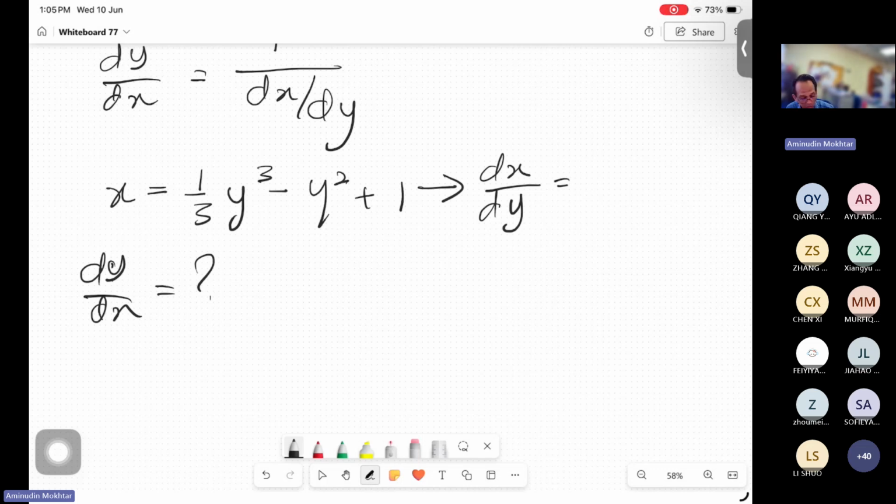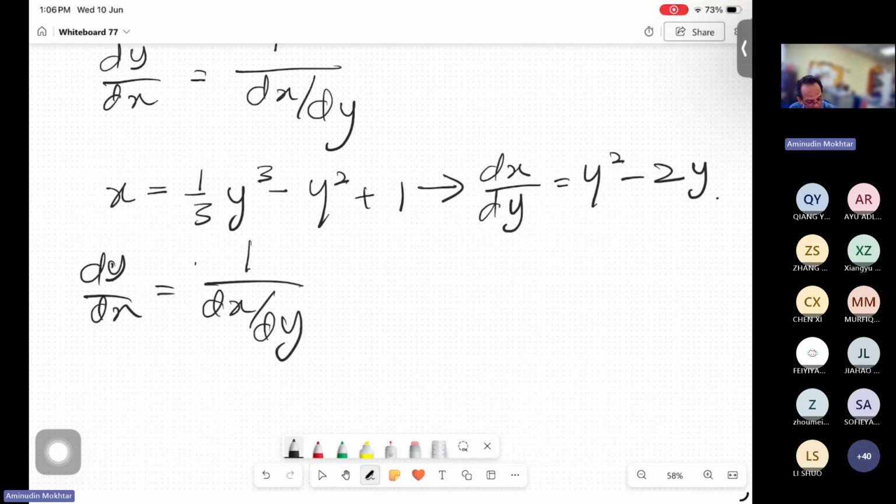Based on this equation, we have 3y to the power of 2 minus 2y. Please refer to the rule of the exponent. So we have dx/dy. Now we need to find dy/dx. This is equal to 1 over dx/dy, so this is equal to 1 over y squared minus 2y.